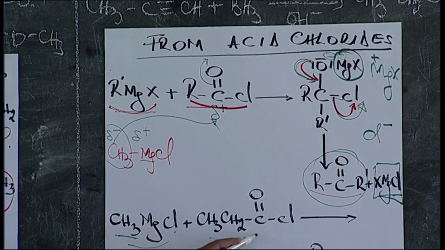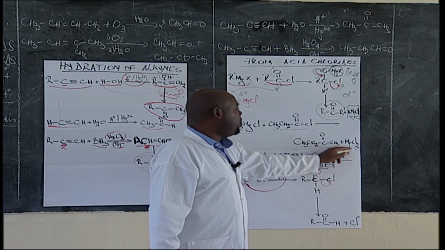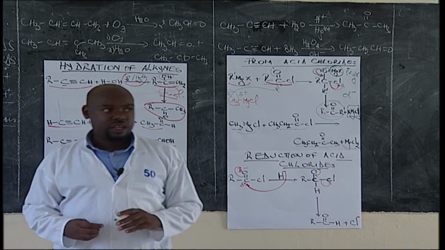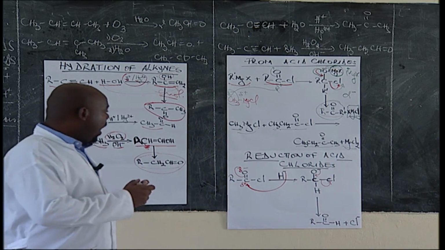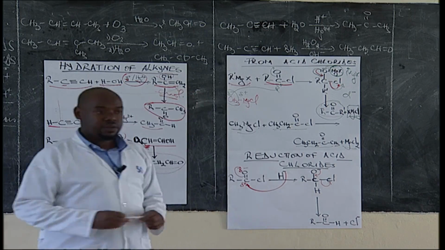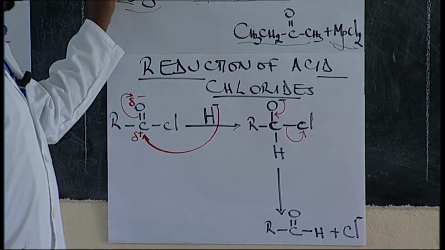It's very clear. So you have the example here, CH3MgCl reacting with propanoyl chloride. This compound is called propanoyl chloride. We get butanone and magnesium chloride. Butanone and magnesium chloride. It's very simple. And what do we get when we reduce acid chlorides? It is also possible to prepare carbonyl compounds by reducing acid chlorides. There is something to be noted here.